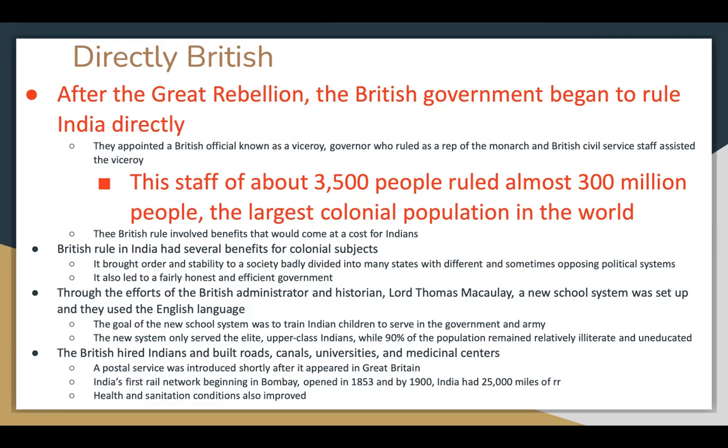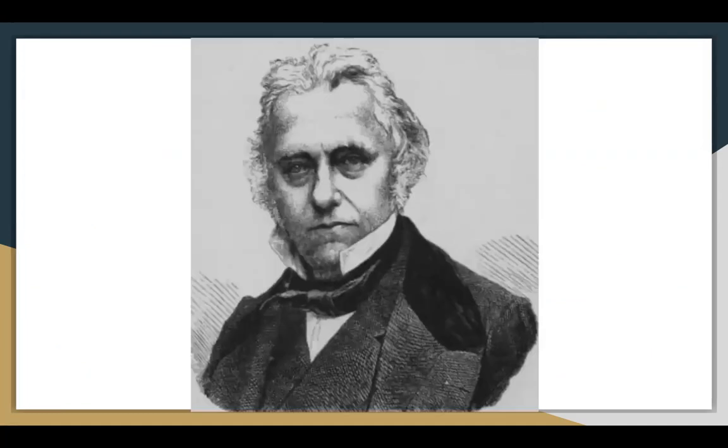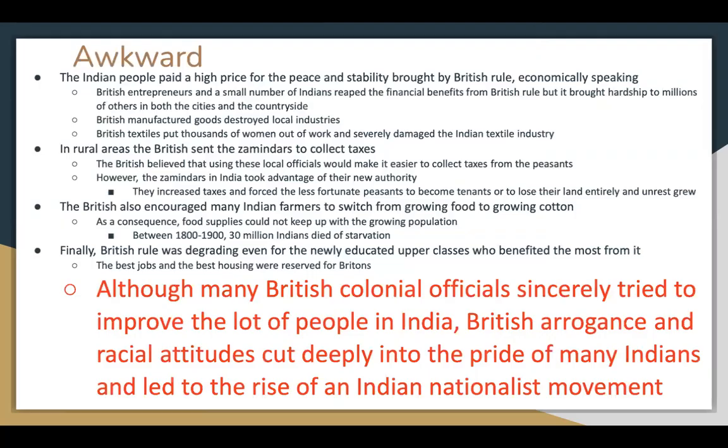The British hired Indians and built roads, canals, universities, and medicinal centers. A postal service was introduced shortly after it appeared in Great Britain. India's first rail network began in Mumbai, opening in 1853, and by 1900, India had 25,000 miles of railroad. Health and sanitation conditions also improved due to the British thinking they were helping. That's Thomas Macaulay. So the Indian people paid a high price for the peace and stability brought by British rule.